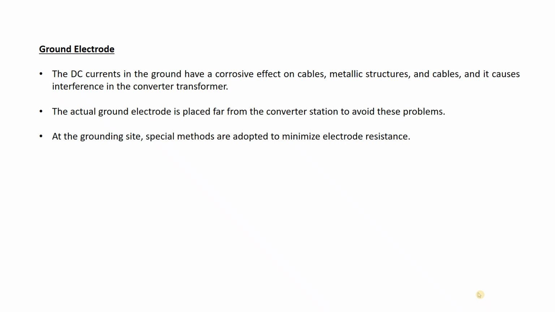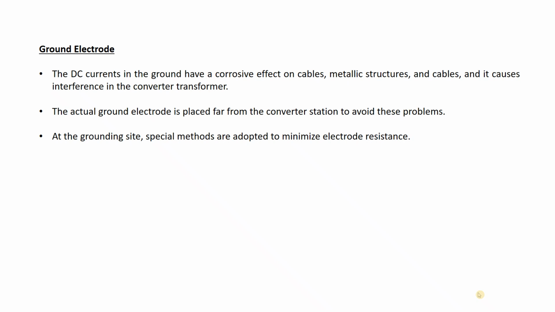Then I'm just having two more slides. Then we have the ground electrode. Now, the ground electrode we have seen for monopolar, homopolar and bipolar, where grounding is required. So these electrodes are required. The DC currents in the ground have a corrosive effect on cables and metallic structures, and cause interference in the converter transformer. The actual ground electrode is placed far from the converter station to avoid this problem.